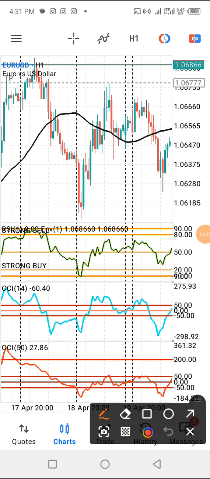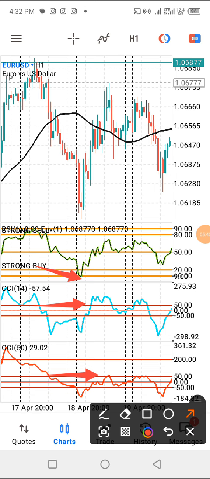For the case of buy, the same thing applies. We want to see this line touching level 9 and level 20, while this one is above level 50. Likewise, this one here is above level 50. So when they are above level 50, then we'll execute our buy order. That means we'll take our buy trade.